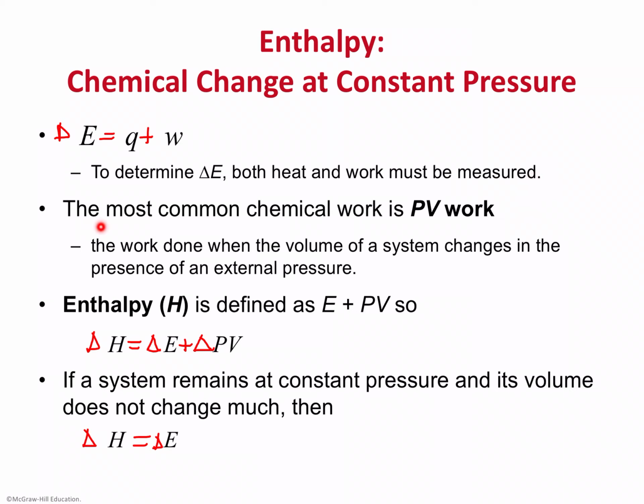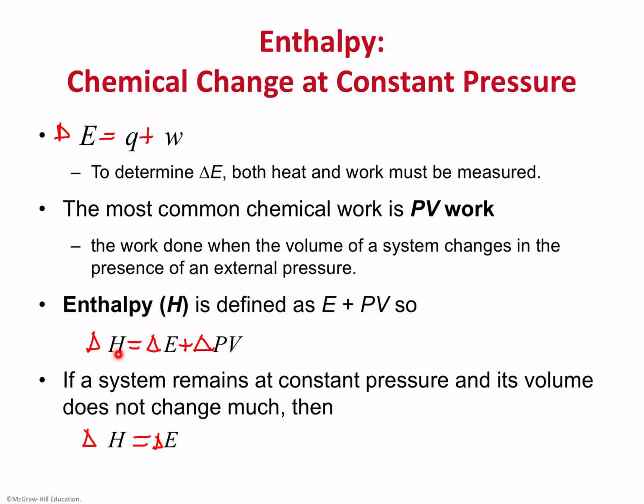Okay. And then the most common chemical work is pressure volume work. We saw that also. And pressure volume work mainly involves gases. The most common chemical work is PV work, which is the work done when the volume of a system changes in the presence of an external pressure. Enthalpy, given the symbol H, is defined as energy plus the pressure volume work. So this is how the enthalpy is defined.